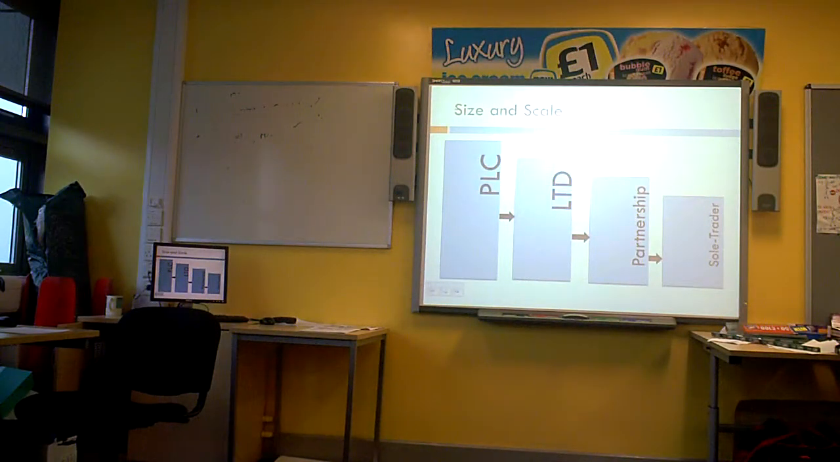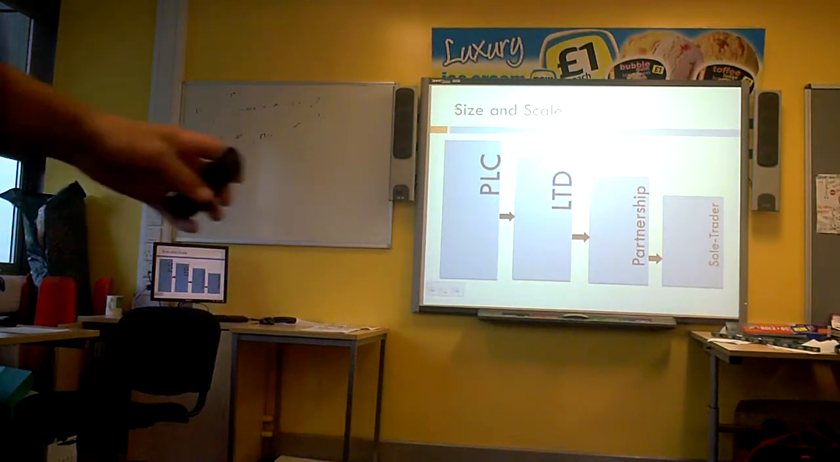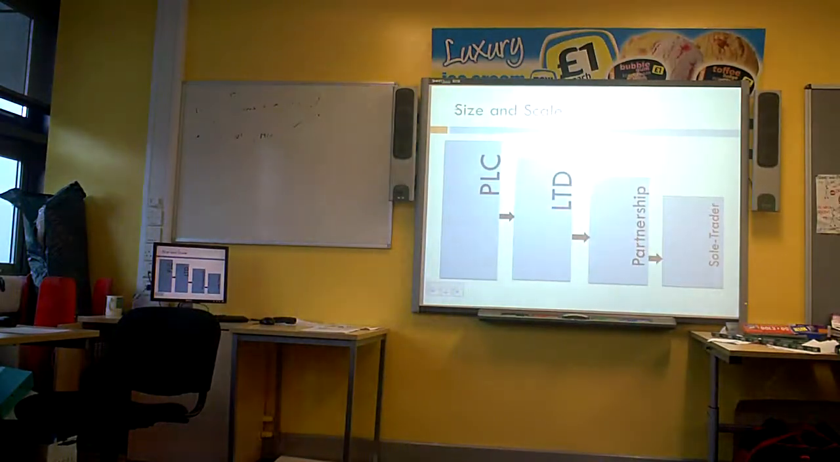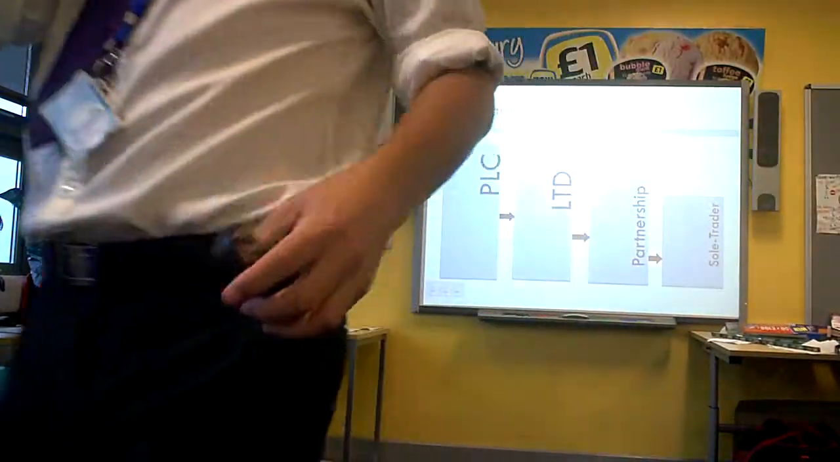Sole trader, partnership, LTD, PLC. Tell me all you know about that form of ownership. But please do just turn your notes the other side over. Turn your notes the other side over just for a second. I don't want you just to write it out again. See what you know from memory.